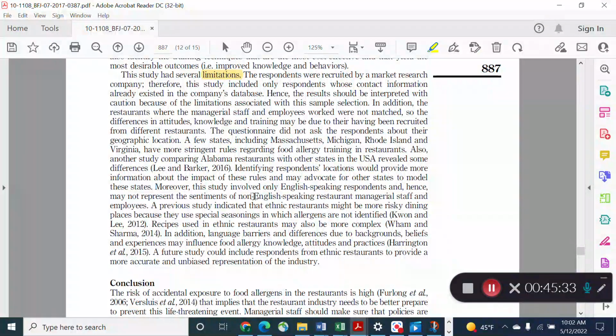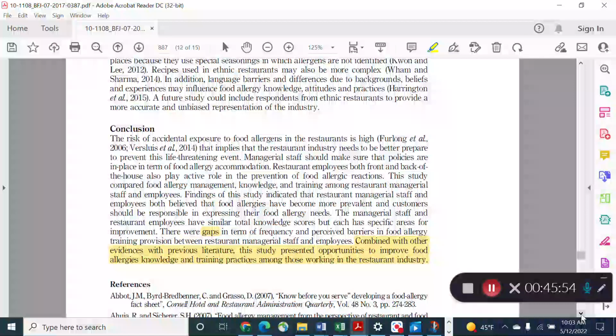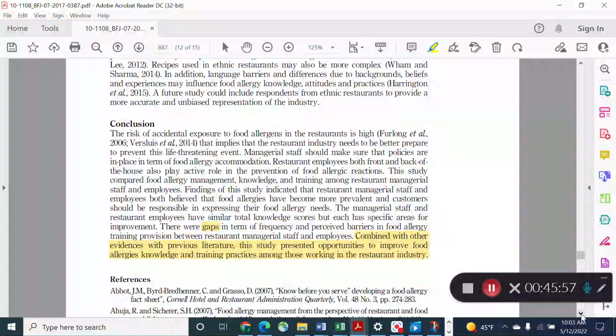They didn't really look at English speaking versus non-English speaking. The types of restaurants maybe fall into those categories. And so they give some implications in terms of further research of what can be done. And then lastly, they do finish with their conclusions. What I've highlighted here at the end is, again, they're going back and justifying, if you will, their research here, because they're talking about where the gaps are.